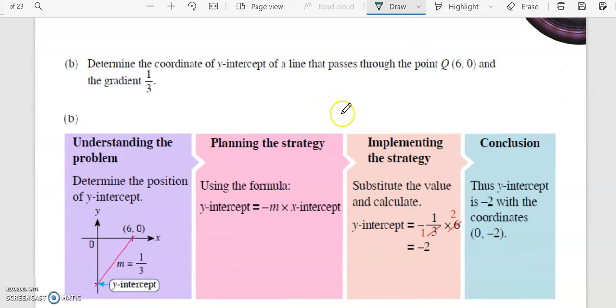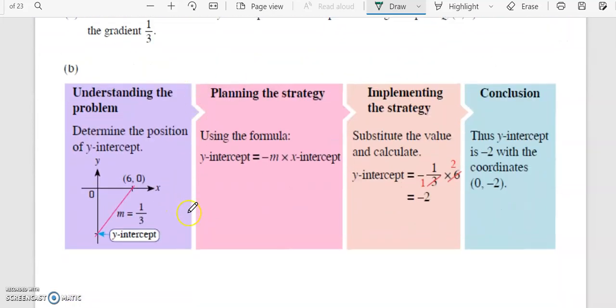So we go to the next problem. Determine the coordinates of the y-intercept of the line that passes through the point (6, 0) and the gradient is 1 over 3. So we have the gradient and one point, and we have to determine another point. Now we see that (6, 0) is actually the x-intercept because the y coordinate is 0. So you can use the formula for gradient with y-intercept over x-intercept, substitute into the formula, and you get the y-intercept is negative 2, so (0, -2).